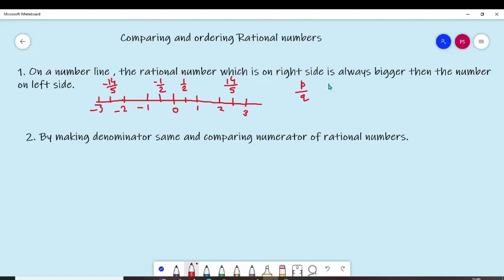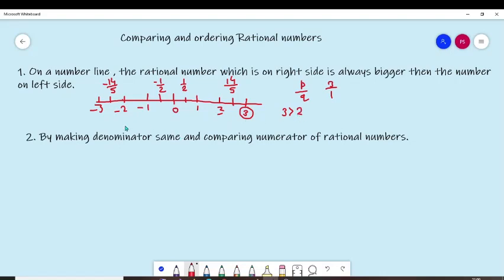Right? Suppose let us take 3. So 3 can be written as 3/1. So it is in the form of p/q, so it is also a rational number. Similarly, all others are also rational numbers. So let us see here on the number line. 3 is on the right side and 2 is comparatively on the left-hand side. Right? So that's why 3 is greater than 2.